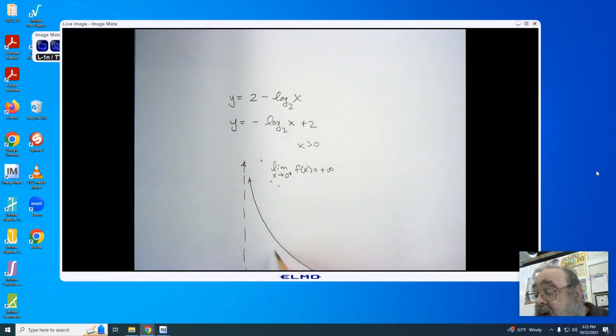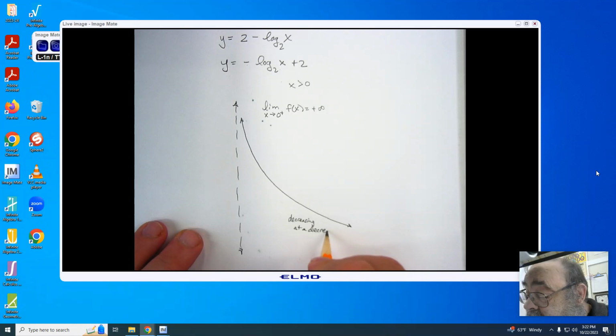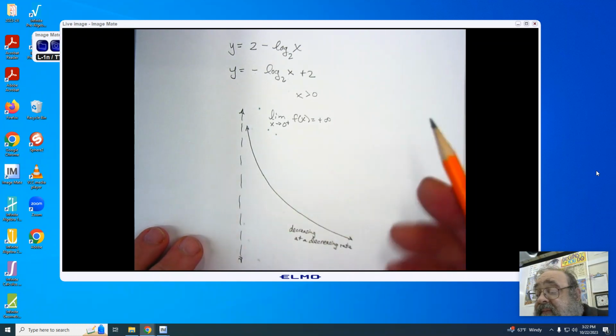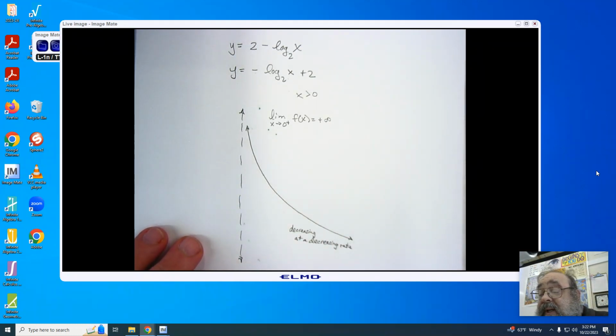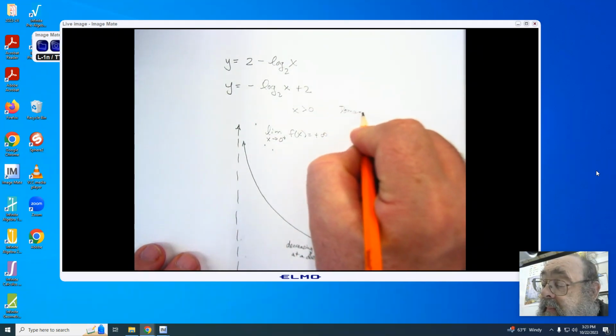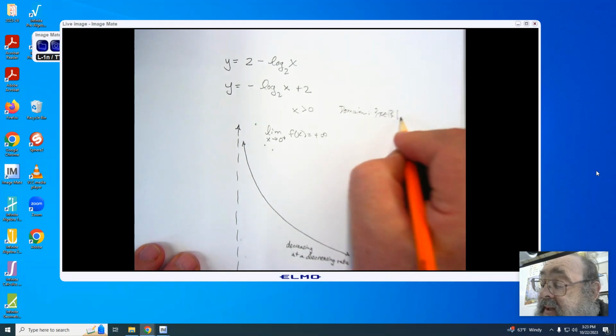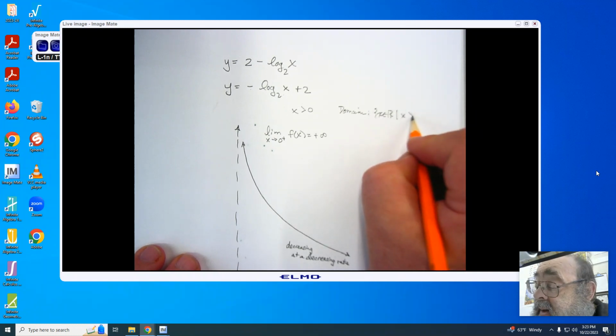Once again, this is now a new type of curve. Notice that this is now decreasing at a decreasing rate. Decreasing at a decreasing rate. Make sure you can see me writing that. And once again, it does have some x-intercept, but that is also solving. So we're going to just put our domain. x is an element of the real number set such that x is greater than 0.